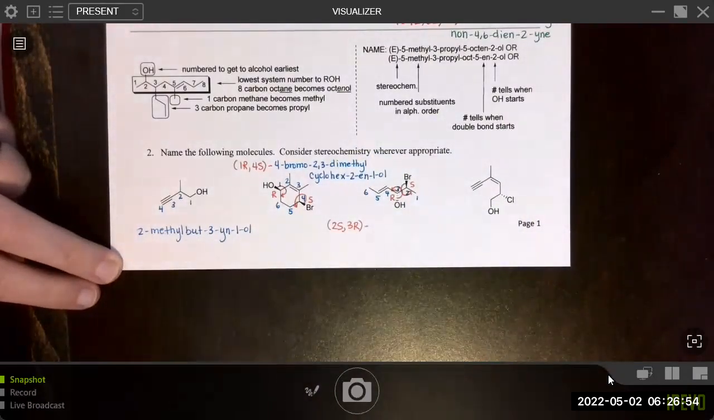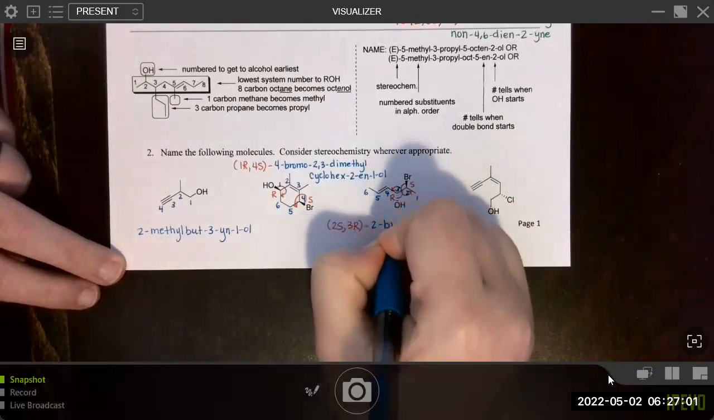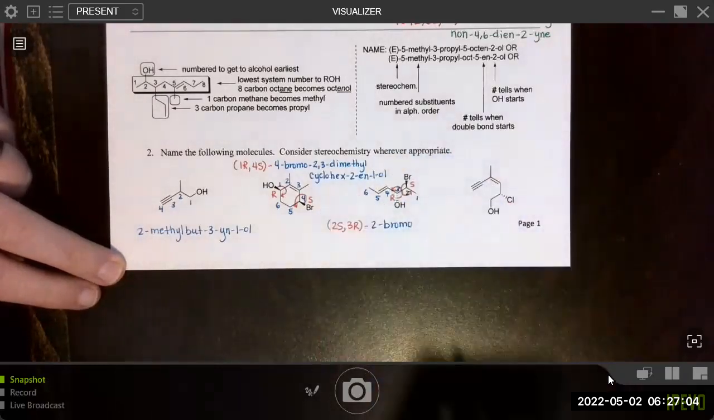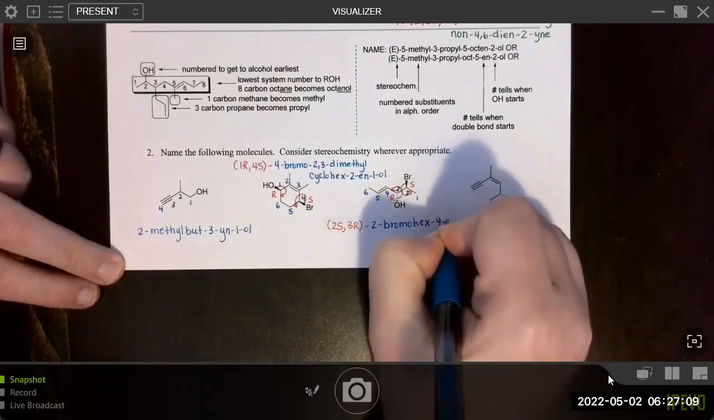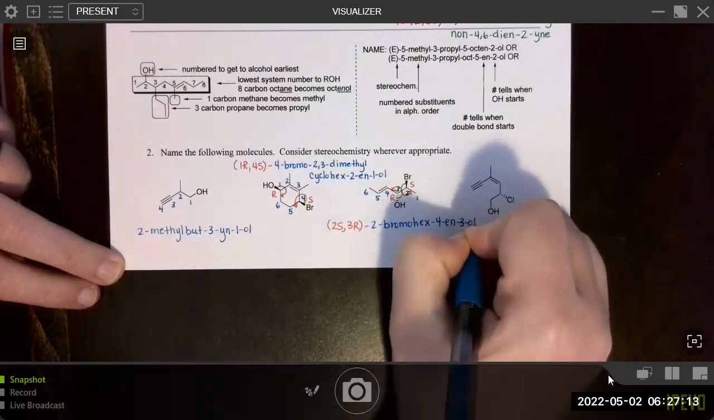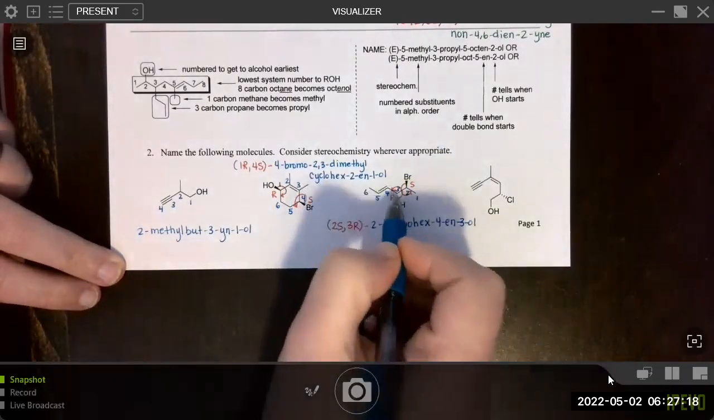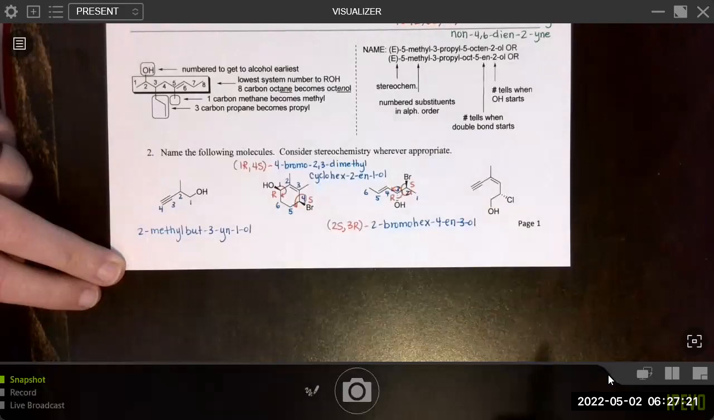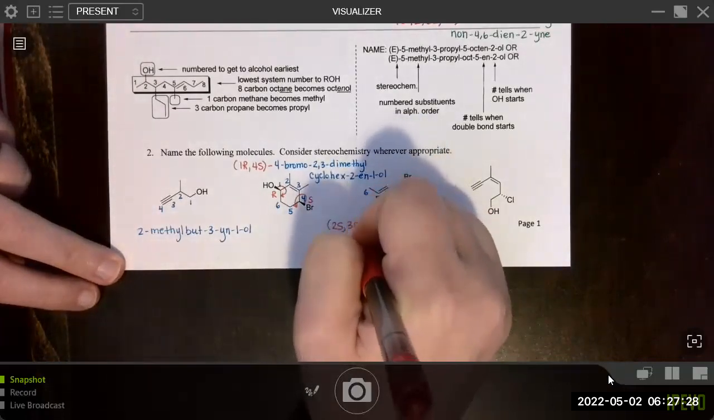And we want to do substituents. So we have just the bromo group. 2-bromo. And then we start with the hex... 4-en-3-ol. Oh, you know what? I totally forgot the stereochemistry of the double bond. This is a 4E. I should have that in there. Comma 4E.